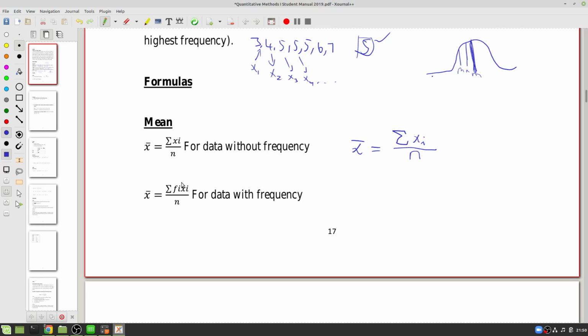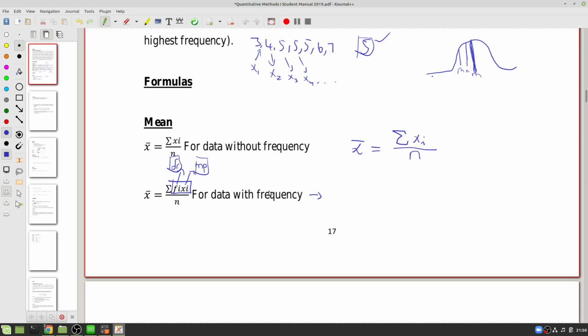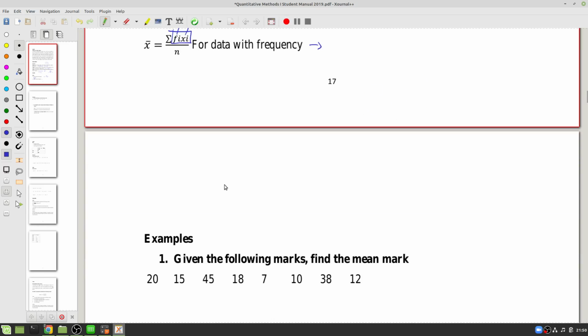And for grouped data, we'll get to this. It's pretty similar, but these two things mean slightly different things. Where fi, what do we call that? That'll be the frequency in the class. And this value, the xi, will be the midpoint of our class. But we'll get to them and we'll see. In essence, it works the same. It just takes a little bit more work.